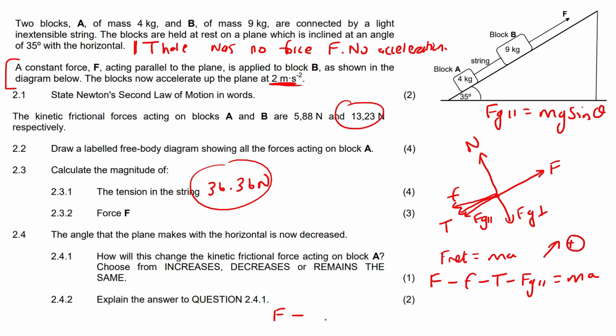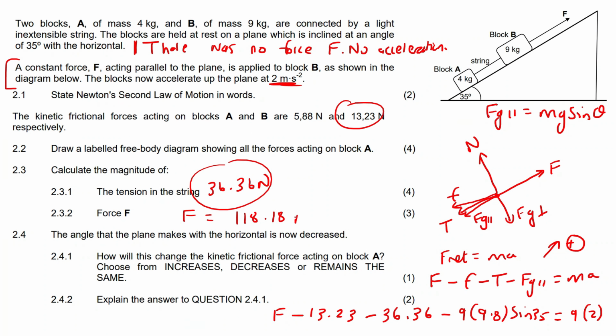So F minus the friction force of 13.23 minus the tension force of 36.36 minus the FG parallel, which is its mass times gravity times sin 35, equals its mass times the acceleration, which is 2. And if you just had to take all of these to the other side and get F by itself, you would eventually end up with 118.18 newtons.